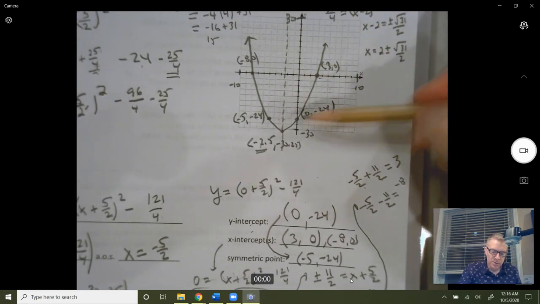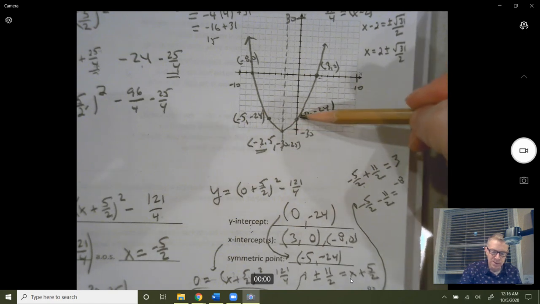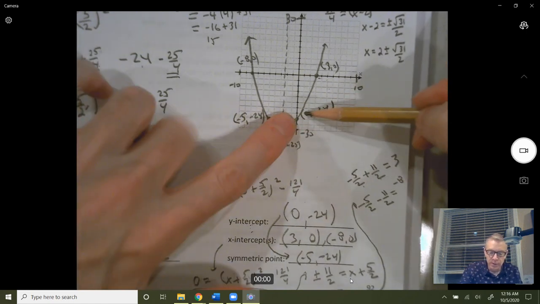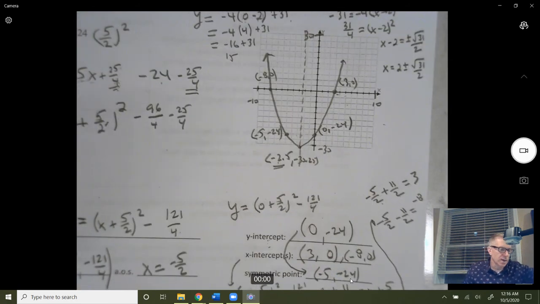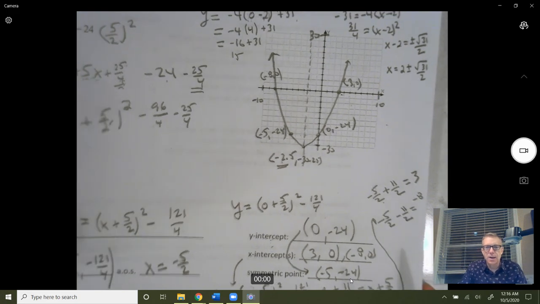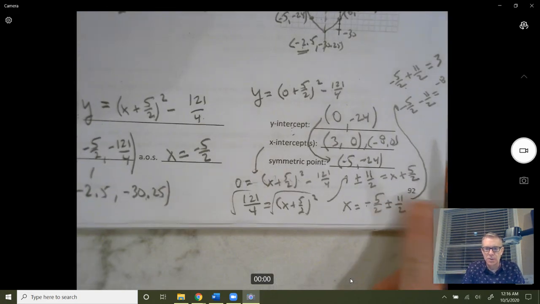Sometimes you get a point that doesn't make sense, a point way over here, and you know you did something wrong. So that's always kind of nice. You can go back and find your mistake. Okay, and you can always graph these on the calculator to double check your work.